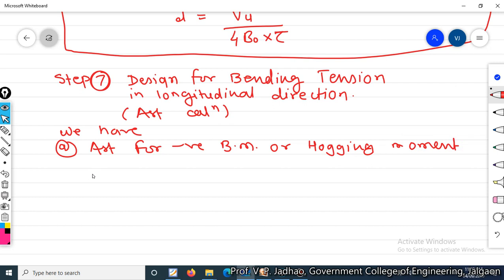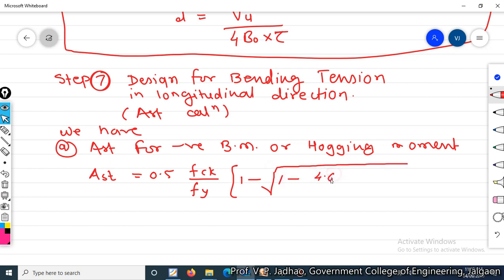Now the formula for calculating the AST, it is already known to you that AST is equal to 0.5 into FCK divided by FY multiplied by 1 minus square root of 1 minus 4.6 mu divided by FCK BD square, and this complete term is again multiplied by B into D.